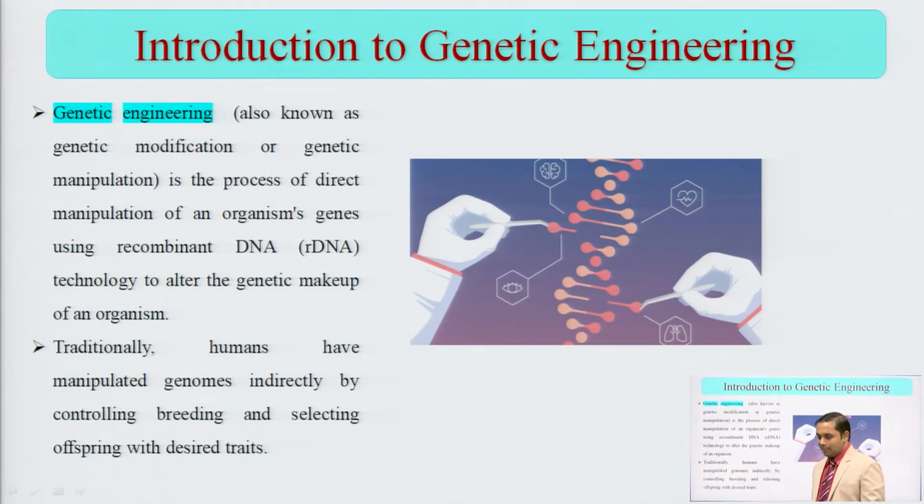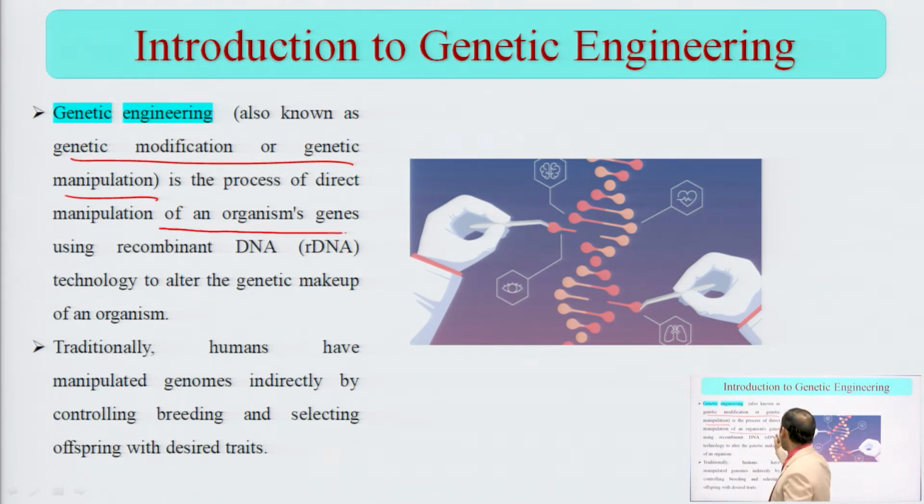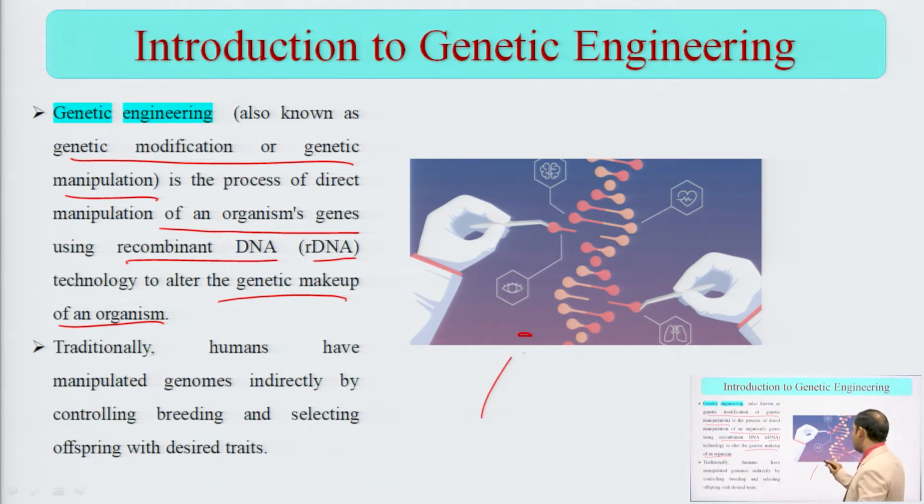What is genetic engineering? My dear students, genetic engineering, or genetic modification or genetic manipulation, sometimes we call it. It is a process of direct manipulation of an organism's genes by using recombinant DNA or rDNA technology to alter the genetic makeup of the organism. You can see here a very interesting picture, though this is just a pictorial representation. Basically, we are trying to do this. This is your DNA, you are trying to add a new base. Okay. If it is A, T, G, C, you are trying to change something.